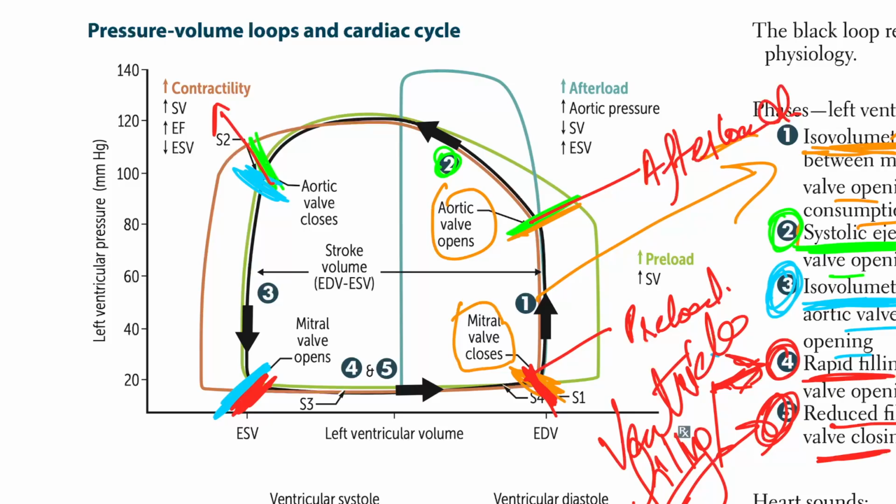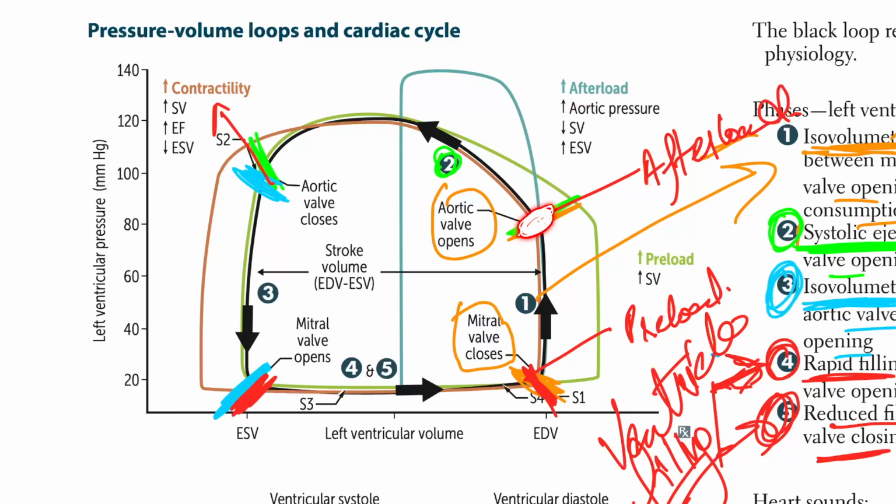Okay. So we say when we increase the preload, which is right here at this point, right? Preload is this point. We increased it to this point. We increase the preload, that would increase the stroke volume. So that is increasing the stroke volume, right?